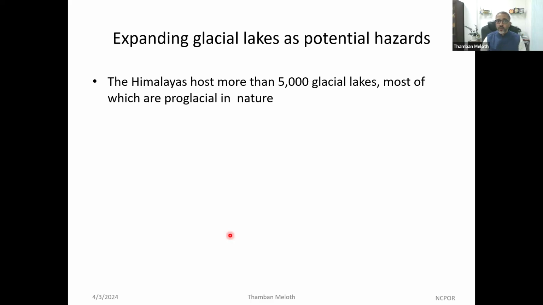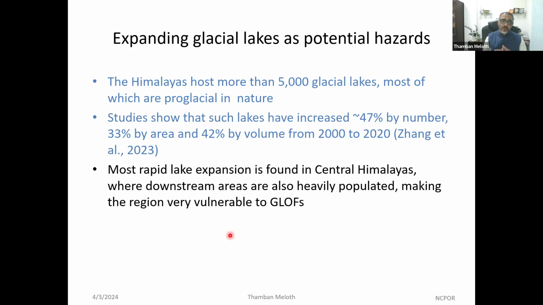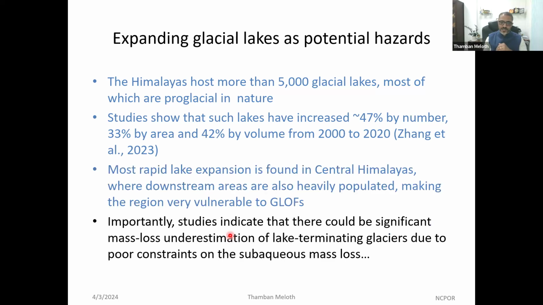glacial lakes, most of which are proglacial in nature. And studies clearly show that such lakes have increased nearly 50% by number, 30% by area, and 40% by volume in the last 20 years. And some of the most rapid lake expansions are found in the central Himalayas. This is a bad sign because this is also, as I mentioned earlier, where the downstream areas are heavily populated and quite vulnerable, making the region highly vulnerable for GLOF situations.